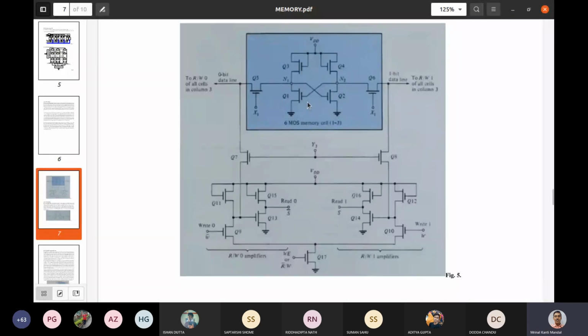So either Q1 is on or Q2 is on. Simultaneously, Q1 and Q2 cannot be on. That means it has 2 stable states: one when Q1 is on, and the other when Q2 is on. If Q2 is on, then we consider that bit 1 is stored, and when Q1 is on, we consider that bit 0 is stored, right?